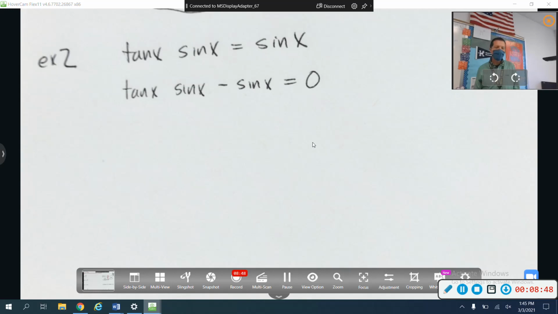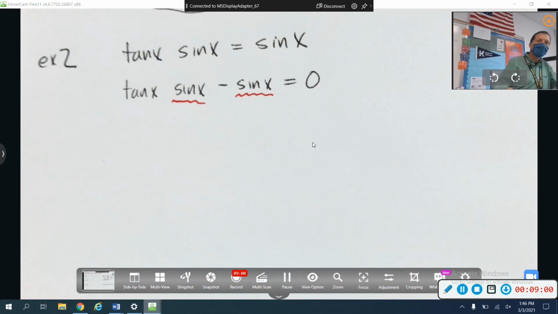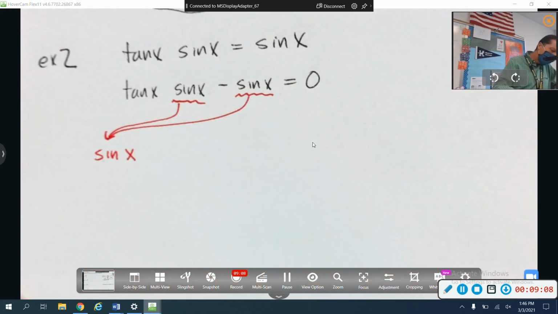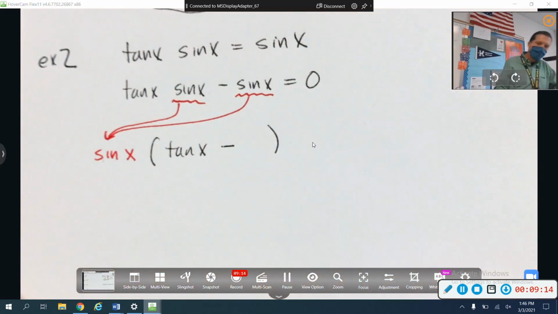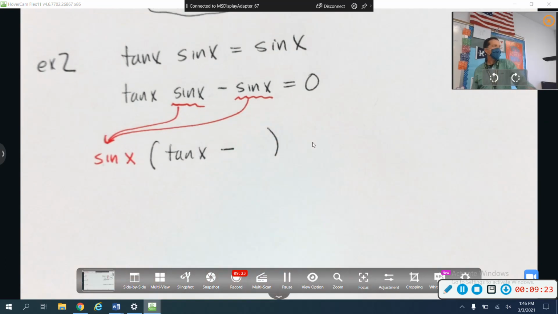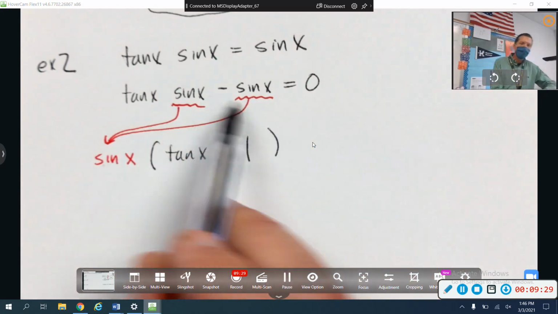What can I factor out of both of those? Looks like someone distributed something and I want to undistribute. Let's factor out the sine, the greatest common factor. And that would leave tangent of x minus, what would go in this blank? Yeah, just a 1. Sometimes people leave it off because they're like, oh, sine of x is gone. Well, yeah, it's kind of gone, but I need something there so that if I distributed it back, I'd get back to where I started.